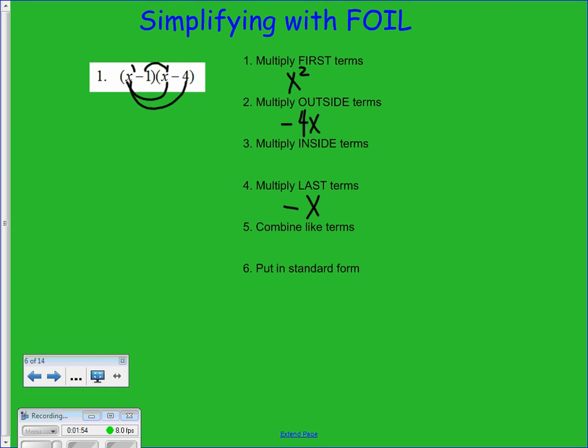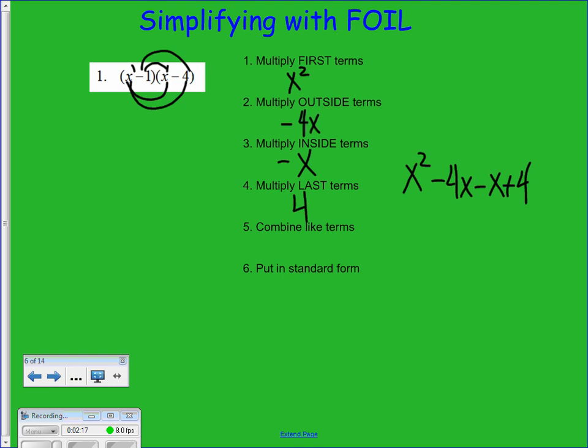Finally, you're going to multiply your last terms. Oops, I put that in the wrong one. Your last terms are negative 1 times negative 4. Remember, when you multiply two negatives, your answer is a positive. So let's on the side here write out what we have. These are all separated by pluses and minuses depending upon their sign.